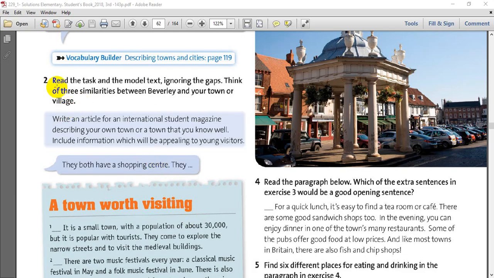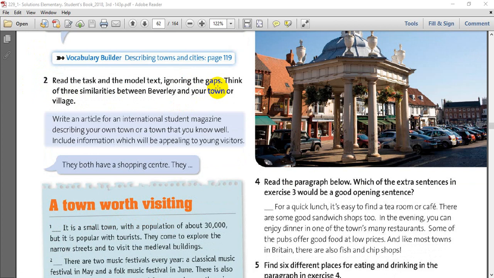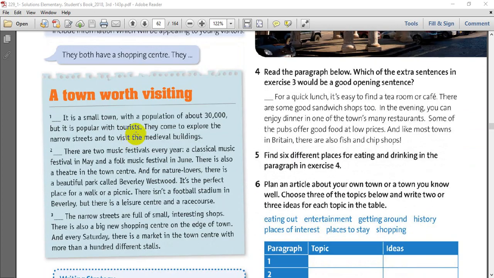Let's go back to page 61. Here we have number 2. Read the task and the model text. Ignoring the gaps, think of the 3 similarities between Beverly and your town or village. My dear students, try to read the text here and underline the keywords that describe the town.